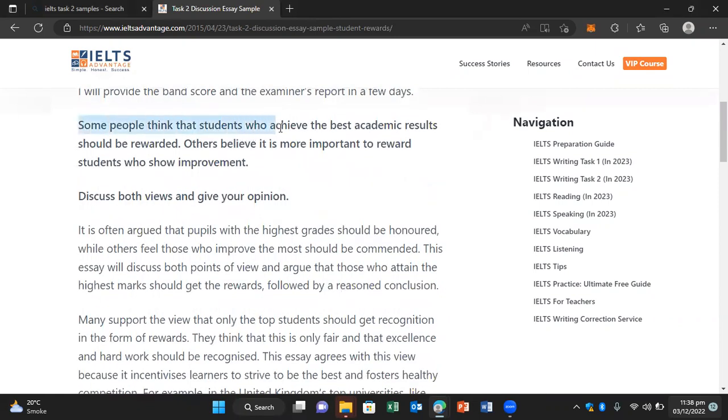Some people think that students who achieve the best academic results, so students who are A-star students or distinction holders, should be awarded. Others believe it is more important to reward students who show improvement. So a student who used to get a D has now achieved a B, so he should be rewarded more rather than an A-star distinction holder. So this is a debate. Now, discuss both views and give your opinion. So this is, I think, one of the easiest essays that you could ever face, right?